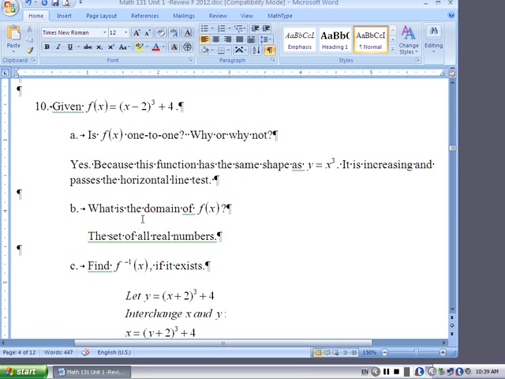Okay, what is the domain? It will be the set of all real numbers, or you can say just that big R, right? With the double bar, usually. Okay?